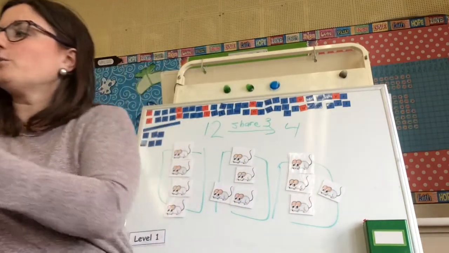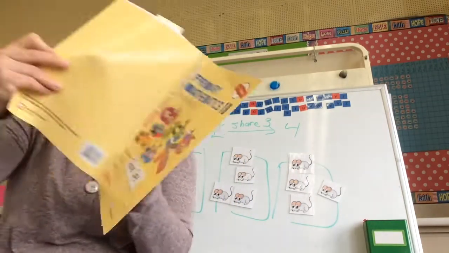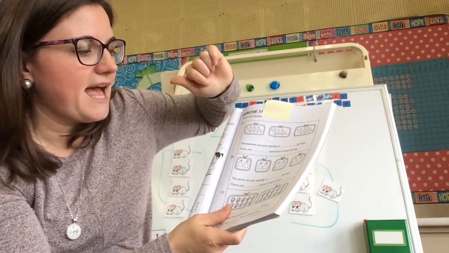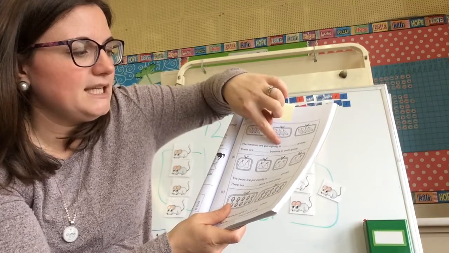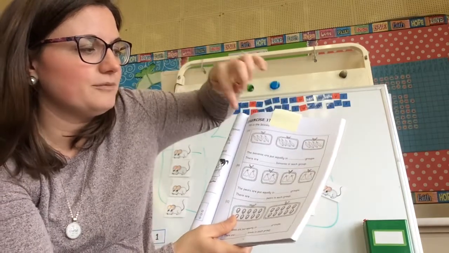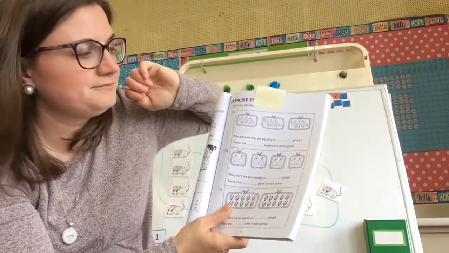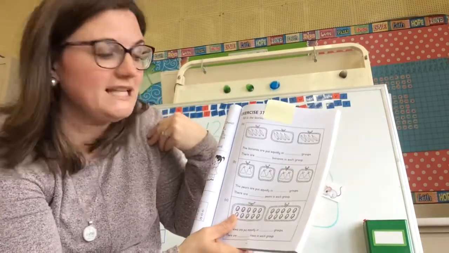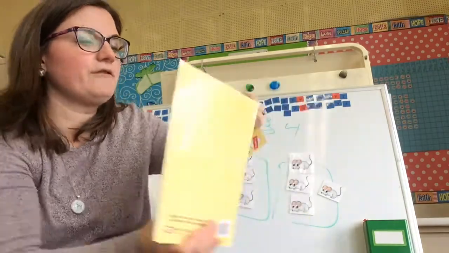And so for your work today, you're going to do 2 exercises in your workbook. You're going to do exercise 37, where we've got some bananas in a basket, and the bananas are put equally into blank groups. How many groups are the bananas into? There's 3 groups, and then I want you to tell me how many bananas go in each group. Okay, that's the first page.